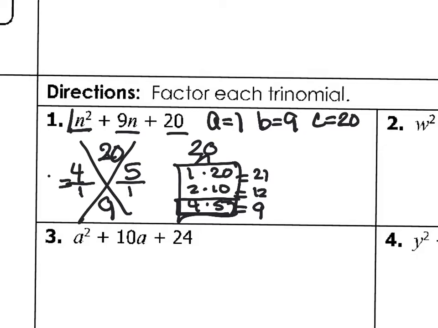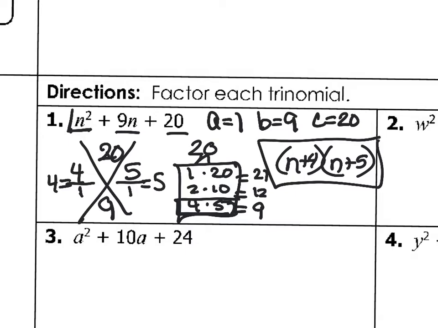So 4 divided by 1 is 4. 5 divided by 1 is 5. So here, my variable's n. So n plus 4 and n plus 5. And that's going to be your answer. And again, you can check it by distributing your full method, and you should end up with this. n times n is n squared plus 4n plus 5n plus 20. These combine to be 9n, so we're good.